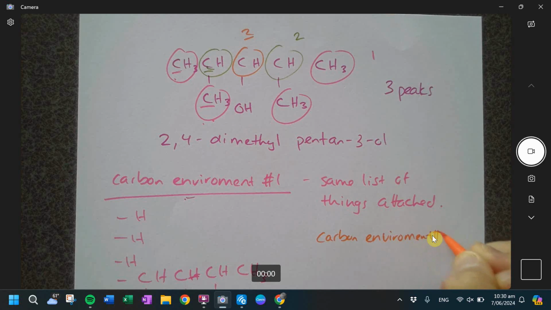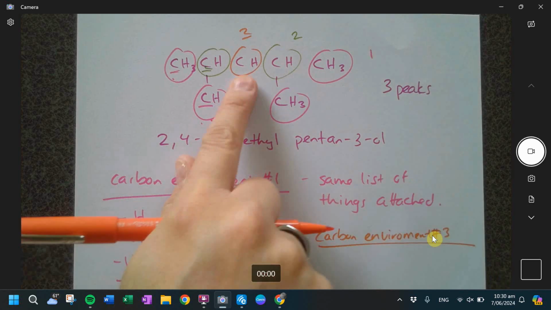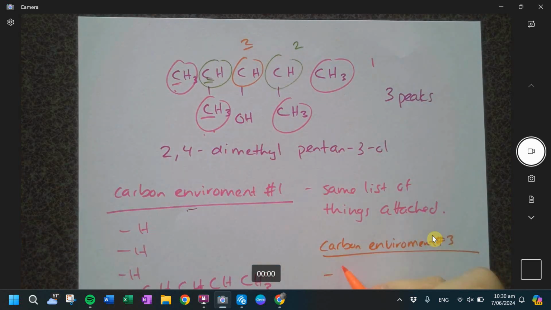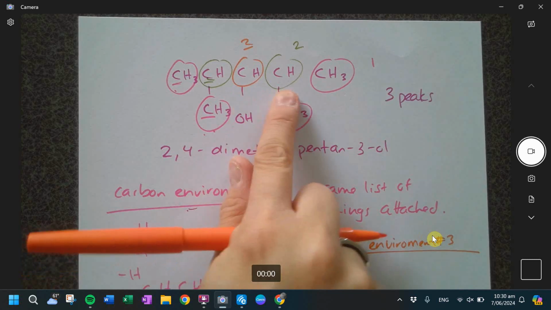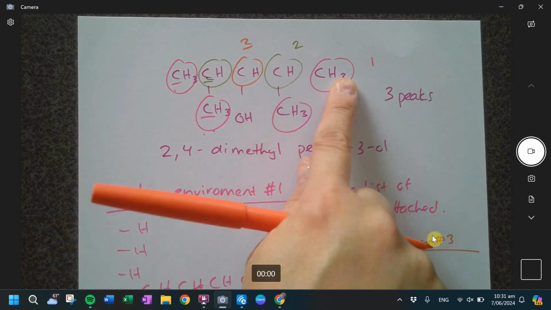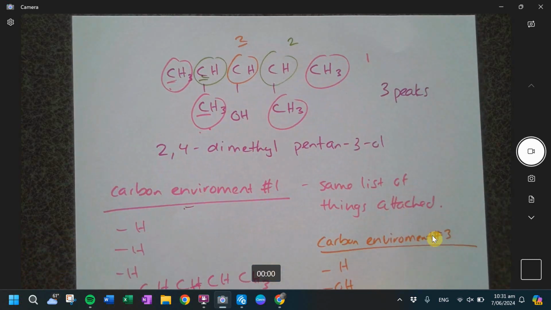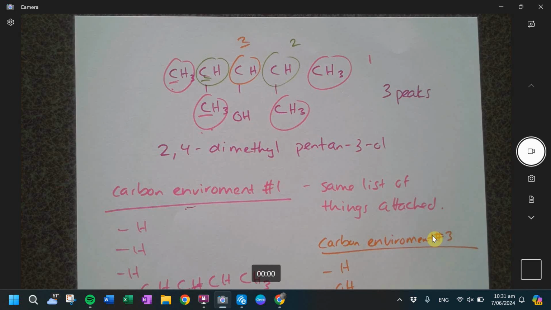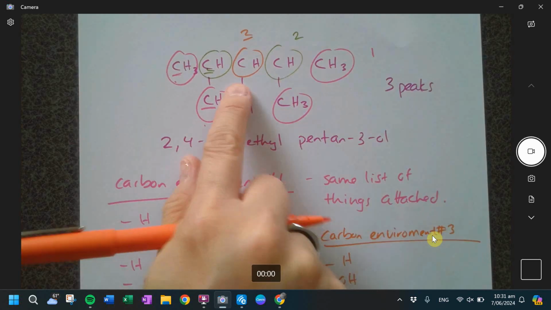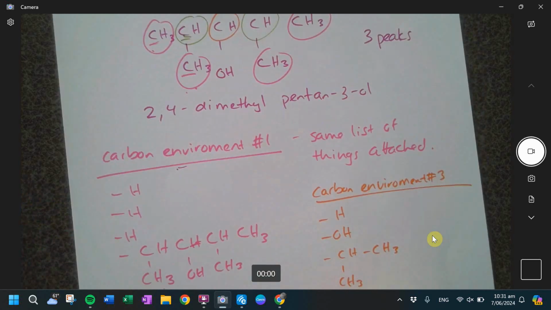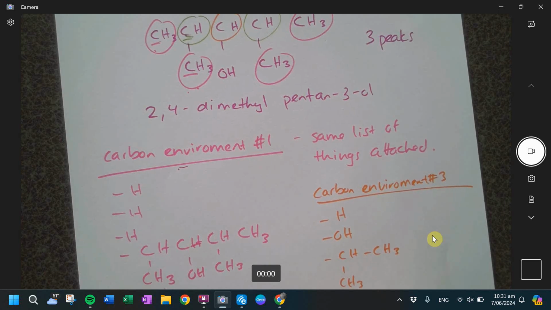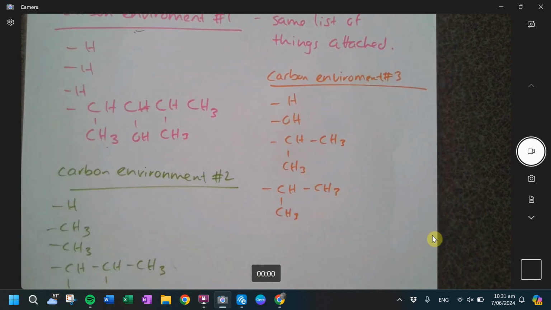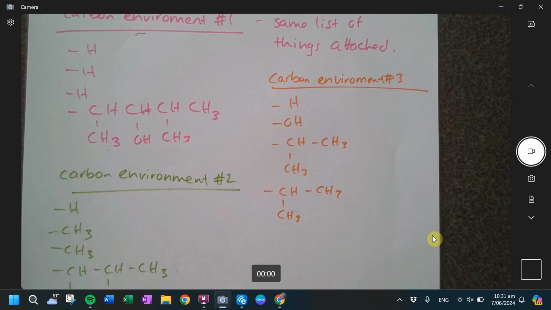I should probably have chosen another smaller molecule because this is quite complicated. I'm sorry, guys. All right, when I look at this guy here, it has a hydrogen, it has an OH, and then it has a CH, CH3, CH3. And then also the same thing twice, put in the middle. So those are three different carbon environments because they have different things attached to them.